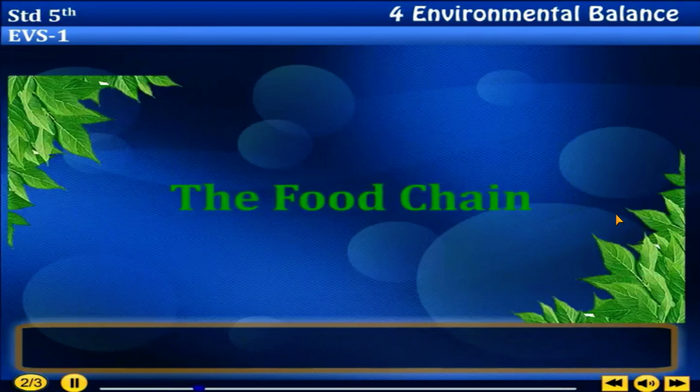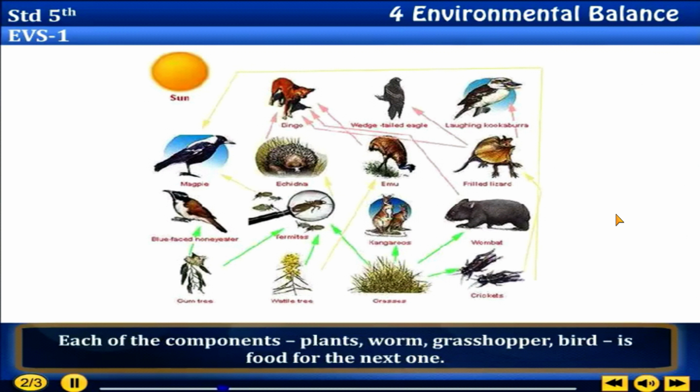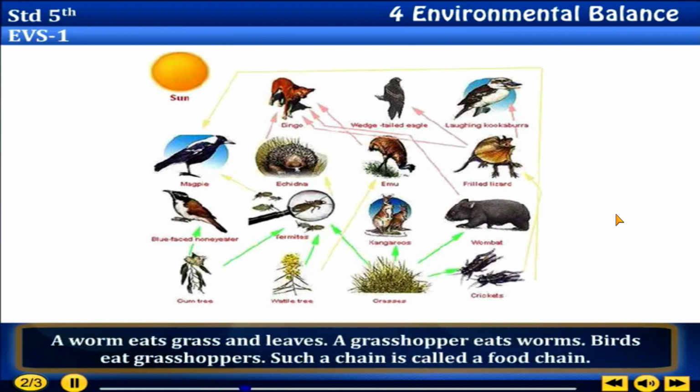The food chain. We see the sun, some plants, a worm, a grasshopper and a sparrow. They are all connected. Each of the components, plants, worm, grasshopper, bird, is food for the next one. A worm eats grass and leaves. A grasshopper eats worms. Birds eat grasshoppers. Such a chain is called a food chain.